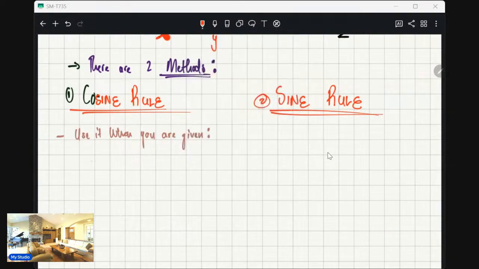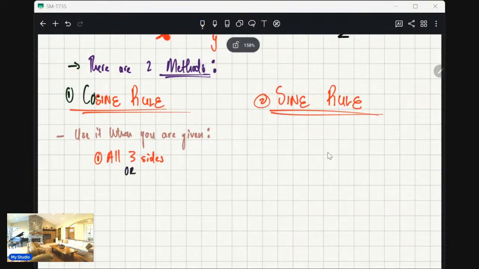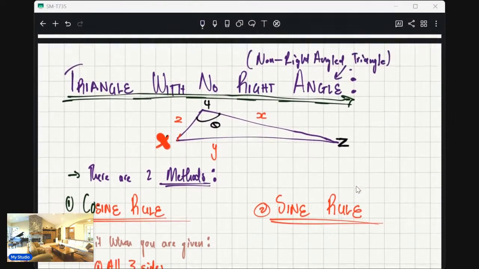For the triangle, for the situation you will have in a question, you will be given all three sides, or you are given an included angle. When you're given all three sides, or when you're given an included angle, then you have to use the cosine rule.